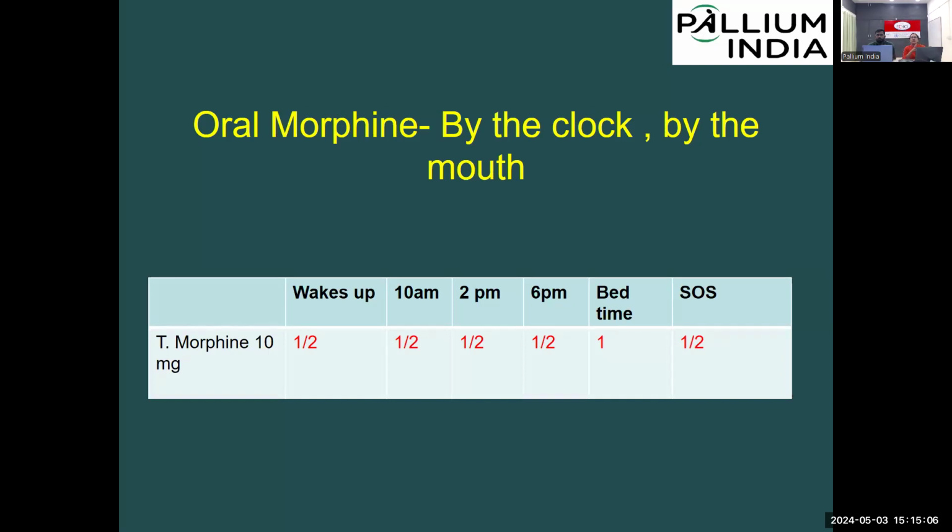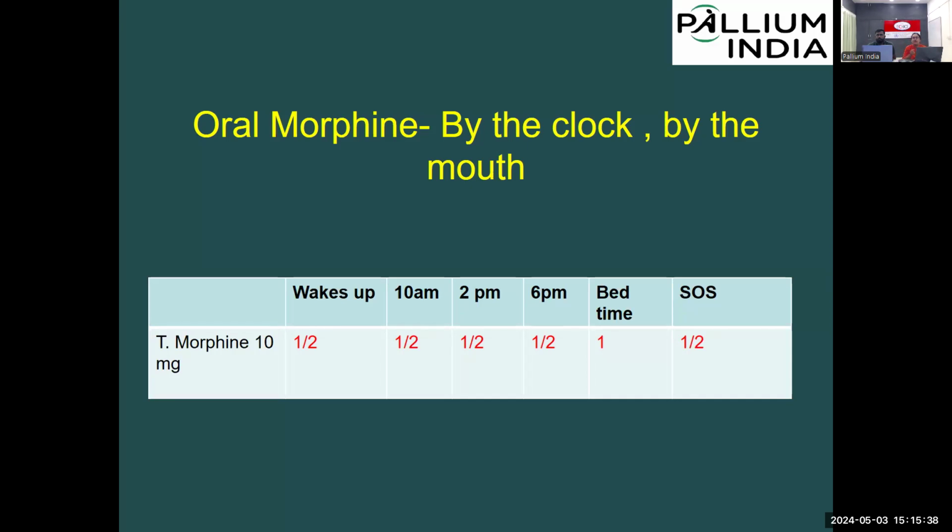Now we have done the IV morphine titration and converted to oral morphine, and now we are sending the patient home. The morphine tablet available is 10 milligram. The patient has to be given it every 4 hourly. So 5 milligram at the time the patient wakes up, then 10 a.m., then 2 p.m., 6 p.m., and at bedtime we give the patient a double dose. This is because we don't want to wake the patient at 2 a.m.